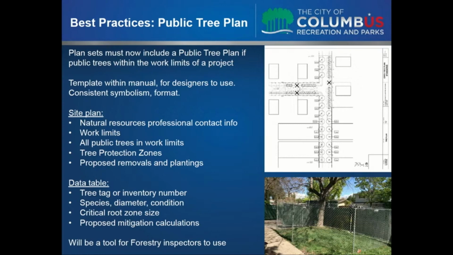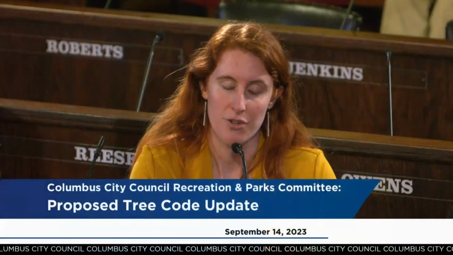The public tree plan has two components: the site plan, which includes the information of the person who collected the information, the work limits of the project, all the public trees that are growing within those work limits, the tree protection zones, which will often require fencing, as you can see in the bottom right, and then proposed removals and plantings. There's also a data table that will show either the tree tag or the inventory number for each tree, the species, diameter, and condition of each public tree, and the critical root zone size, so the area that really needs to be protected to make sure that the tree survives construction, because root damage during construction is a really negative impact to trees and their long-term survivability. And then proposed mitigation calculations.